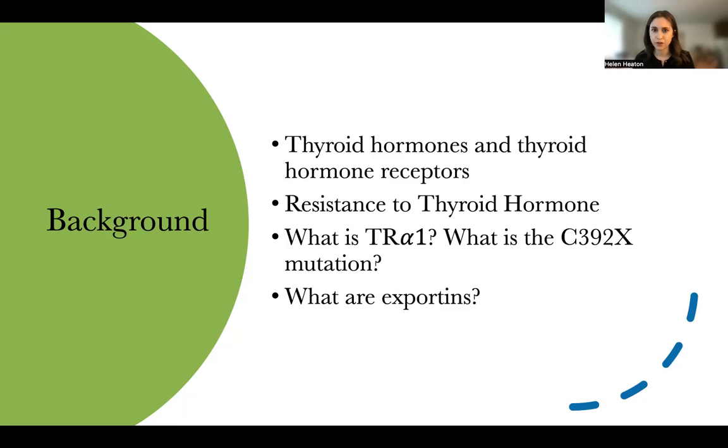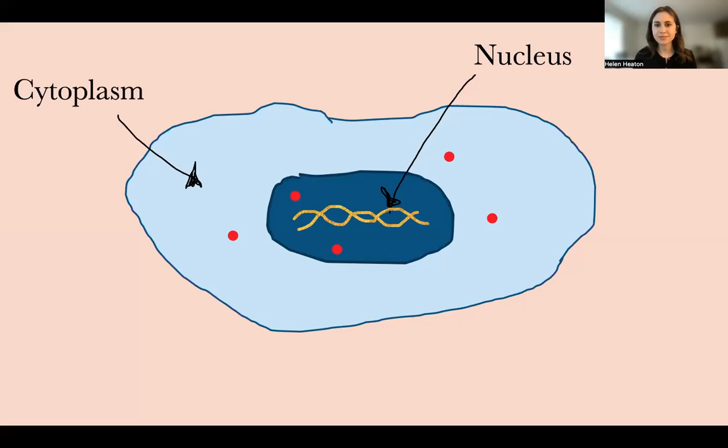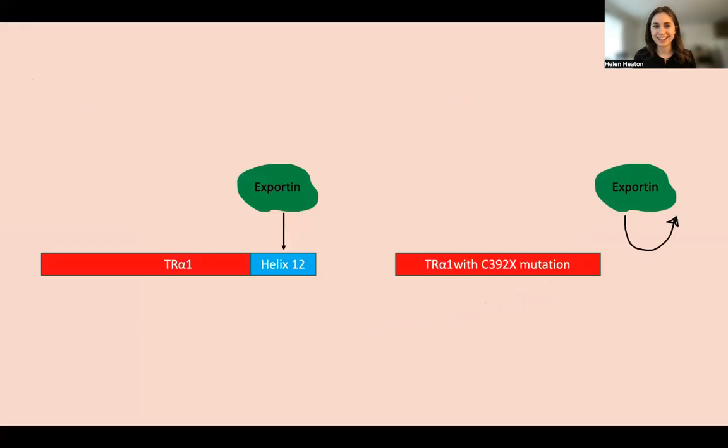Now, there are a lot of different versions of the thyroid hormone receptor, but moving forward, I'm going to be just talking about one particular version called TR alpha 1, thyroid hormone receptor alpha 1. And one of the mutations that can contribute to resistance to thyroid hormone is a mutation in TR alpha 1 called C392X. And again, that might sound complicated, but really it means that it's just missing a part at the end. And I'll show you right here. Yes, so it is missing this helix 12 section right here.